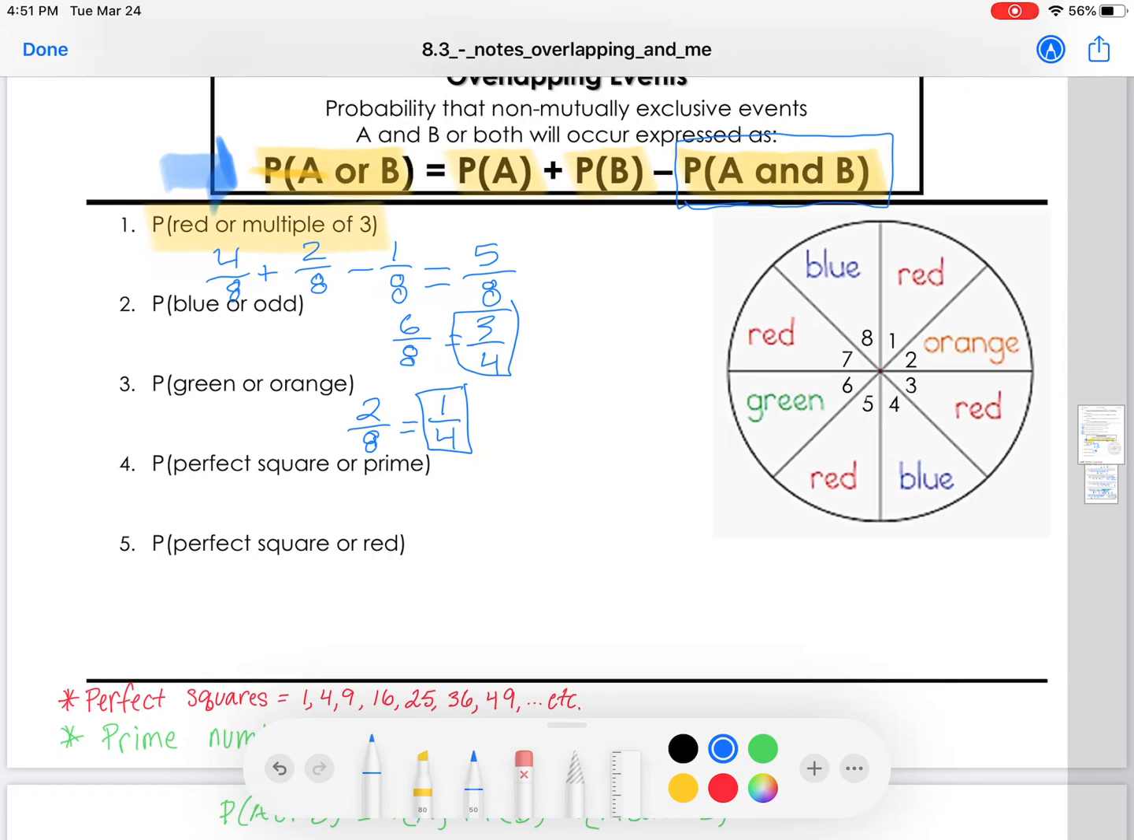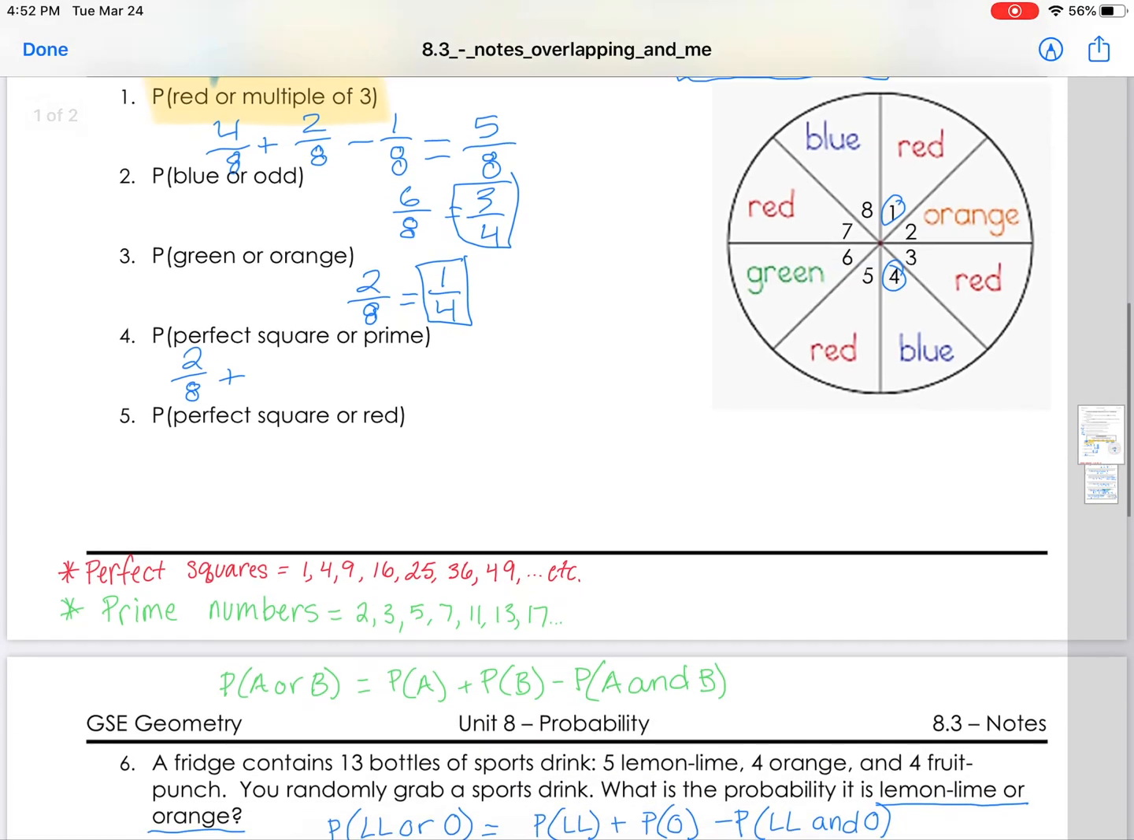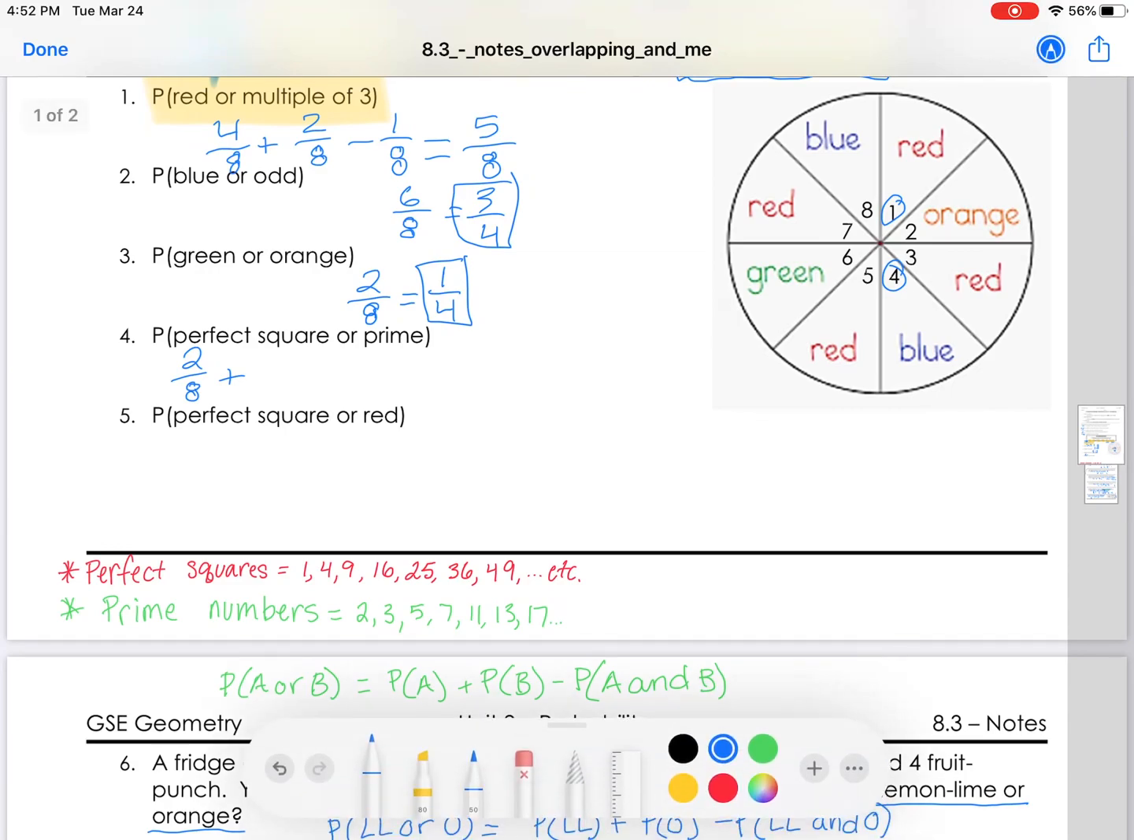And number 4, all right, probability of a perfect square. Well, there's a 1 and a 4, so I have 2 out of 8, plus prime numbers, which if you can see down below, I'm going to highlight in a different color. I've got 2, 3, 5, and 7 on here, which would be 4 out of 8. Now, do any of those have shared outcomes?